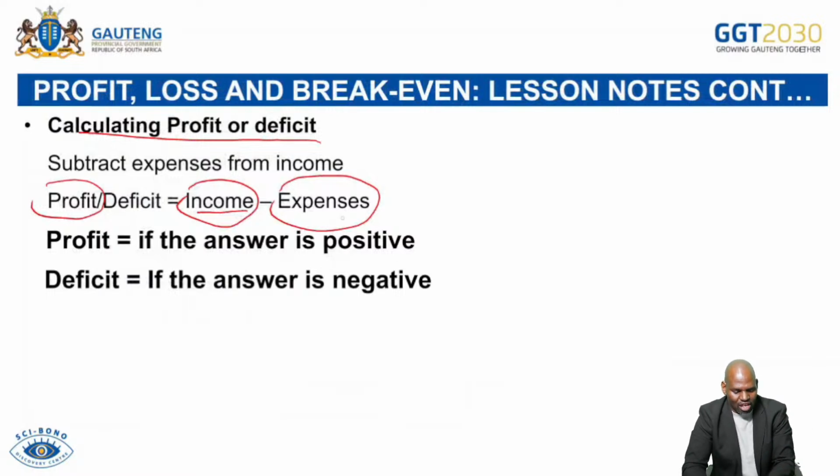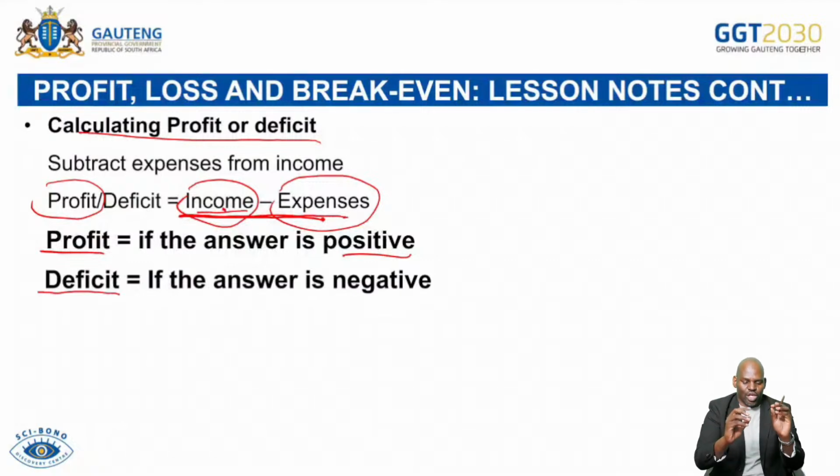In this case, if you are sticking to the very same formula where you start by saying income minus expenses, if you always start with income and then you subtract expenses, if you get a positive answer, then you must know that that is actually a profit. But if you get a negative answer, it's a deficit. It means it's a loss. So if the answer is negative in a case where you say income minus expenses, then that will be a deficit, or it will be a loss.